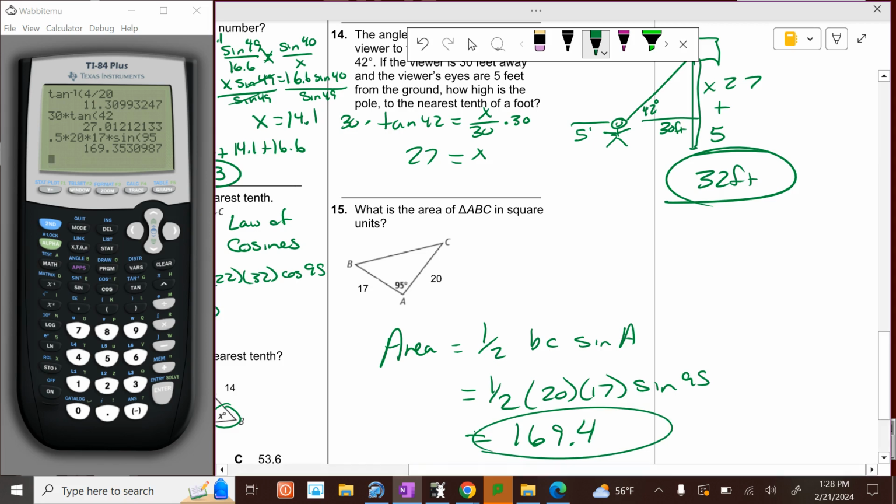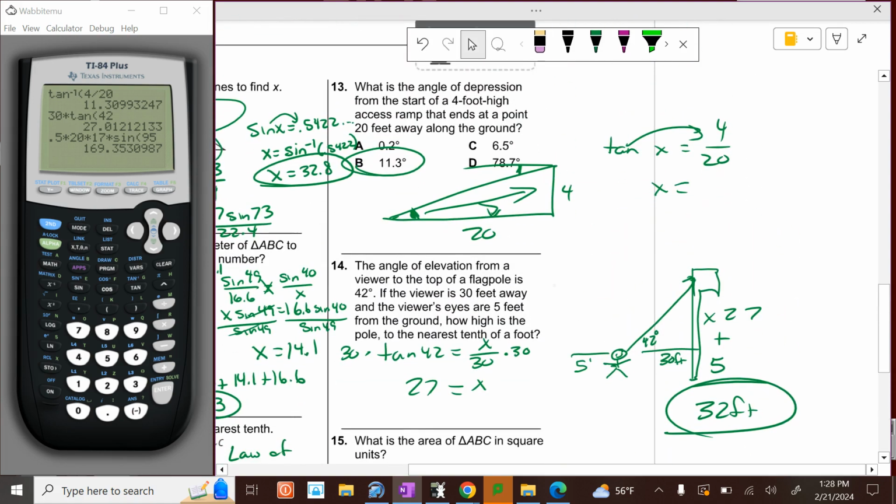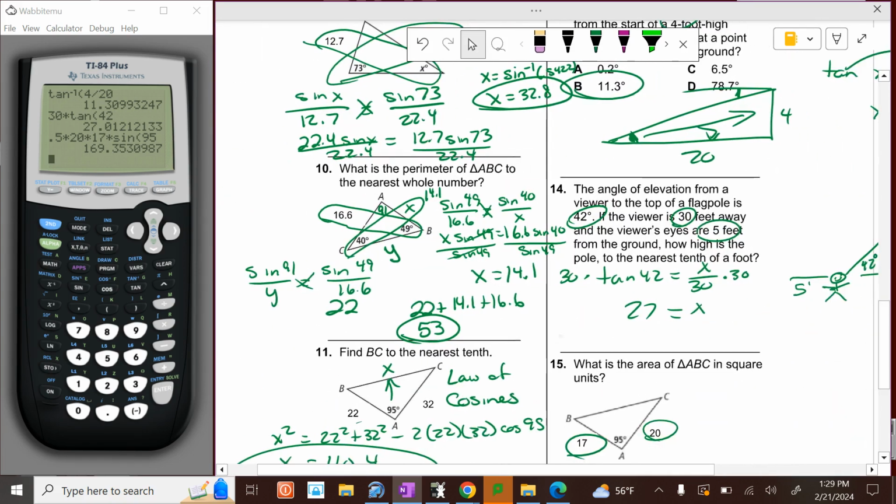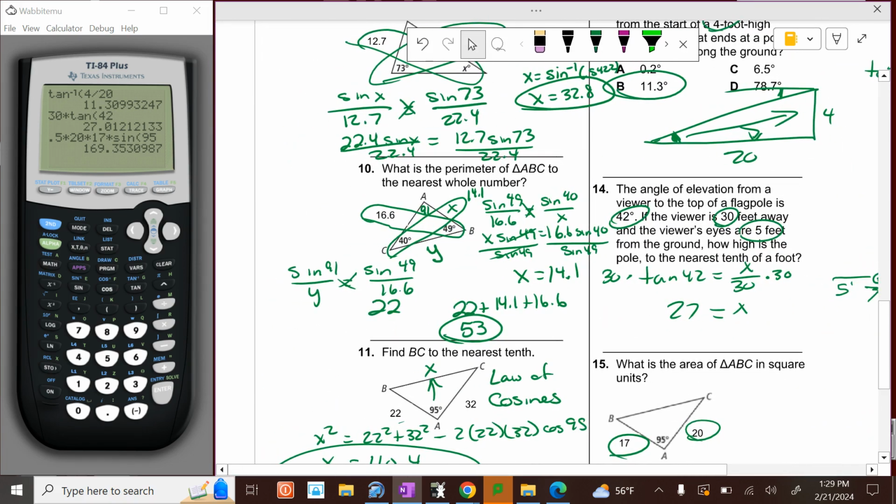Okay? So the test is just like this. All I did was I changed these numbers. I changed these numbers. I changed these numbers. Maybe I didn't even change a couple of them. Maybe they're the same thing. Who knows? But if you watch this video, if you go through this practice test multiple times, you should get it down good enough to know what is on the test.